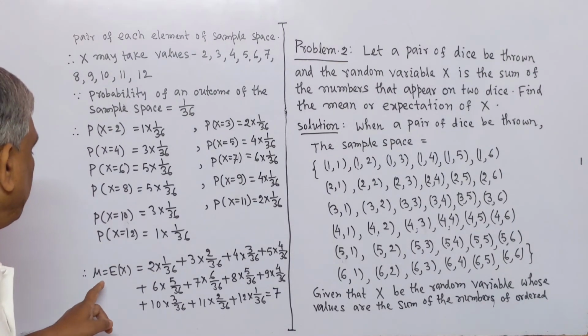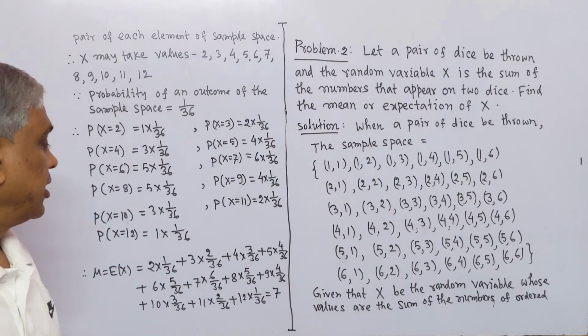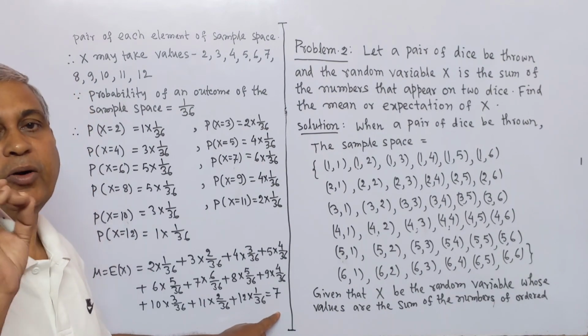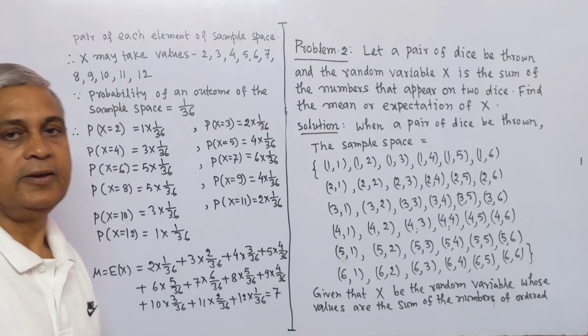So value of mean or expectation of the random variable will be 7. So our problem is solved.